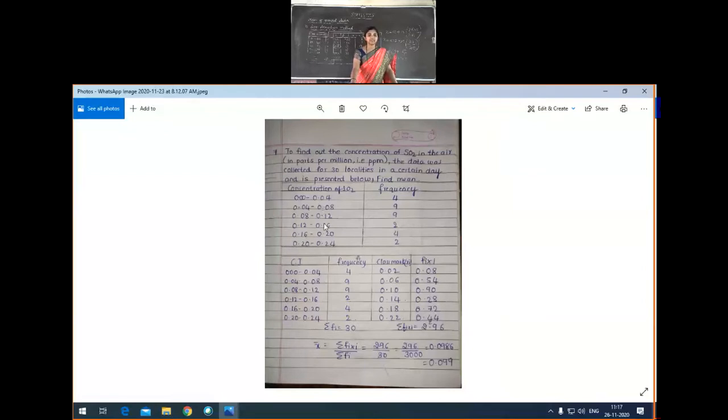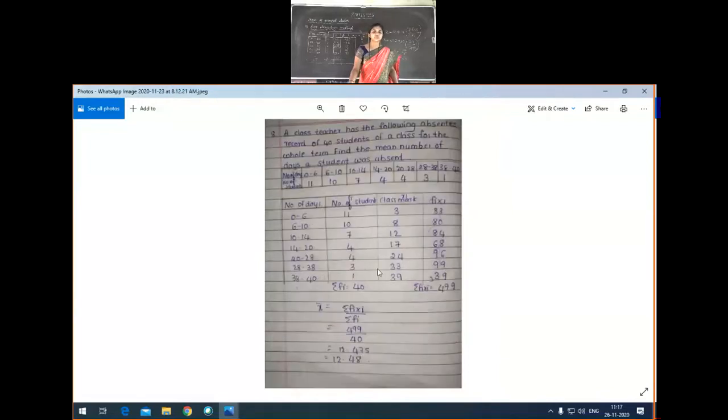Here, class intervals are in the form of 0.00 to 0.04. So for this type, frequency and class mark, you have to find it properly. 0.00 plus 0.04 divided by 2 is the class mark. Then Fi xi, here the multiplication you have to make properly. Then sigma Fi xi divided by sigma Fi, 2.96 divided by 30. So the answer is 0.099. Seventh question.